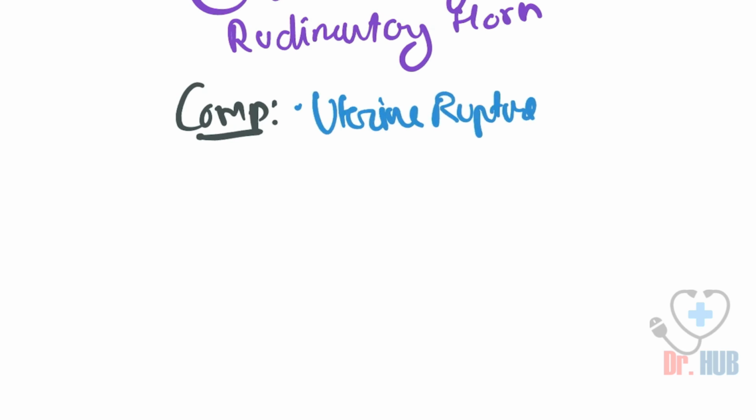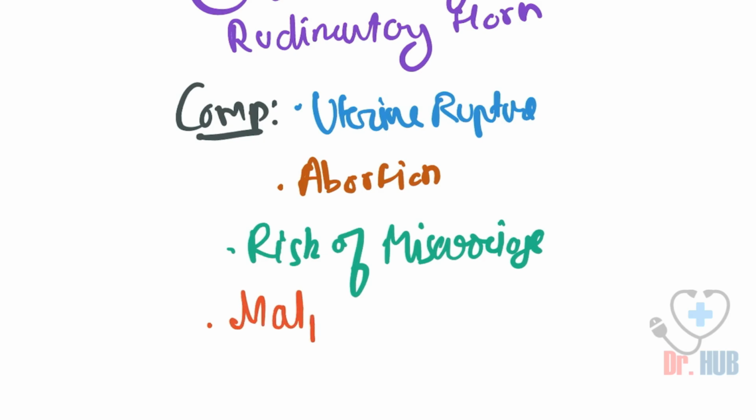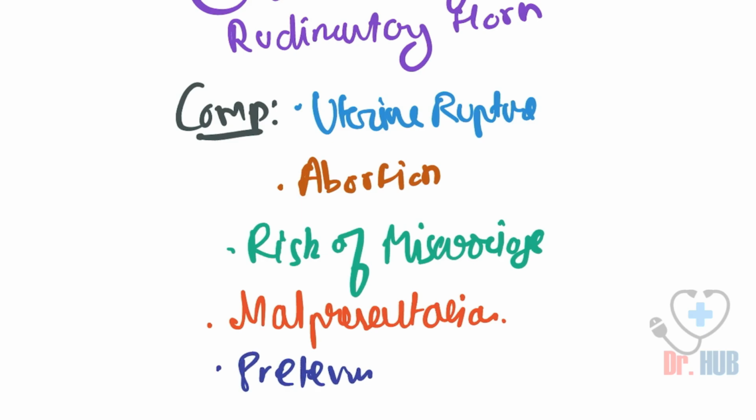What are the complications? Complications include uterine rupture, and there are also abortions. Next, there is a risk of miscarriage, and there is also malpresentation, as well as preterm delivery.